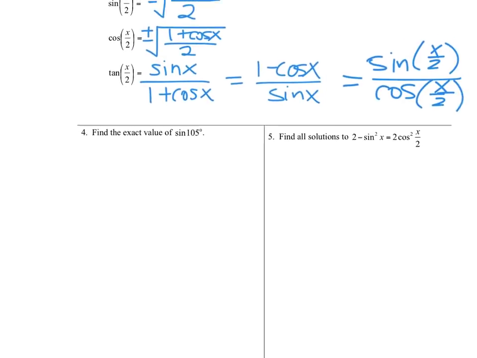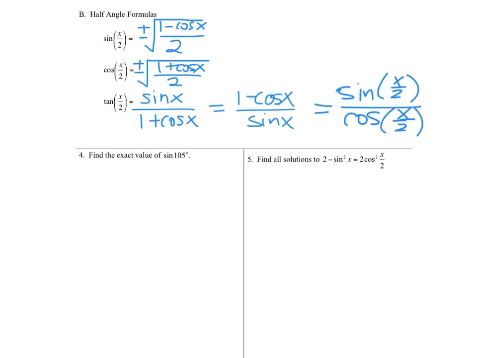Okay, we are going to find the exact value of the sine of 105 degrees. We're going to use a half angle formula for this. I'm not a big fan of these half angle formulas. We're going to need it for sure in 5, but for 4, I would do this a totally different way. But they tell us to use it, so we're going to use it.